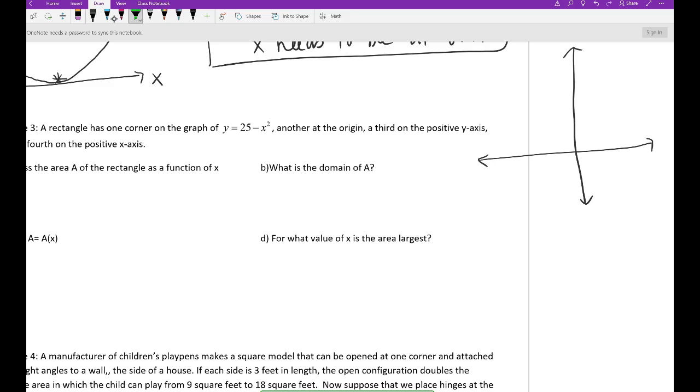Y equals 25 minus x squared. What's the vertex of that? Yeah, when x is 0, y is? Beautiful. All right. Well, you know what? I'm not going to make 25 tick marks. Let's make 5 and make each tick mark worth 5. We're not going to sit here and make 25 tick marks, okay? Right, there you go. When x is 0, y is 25.